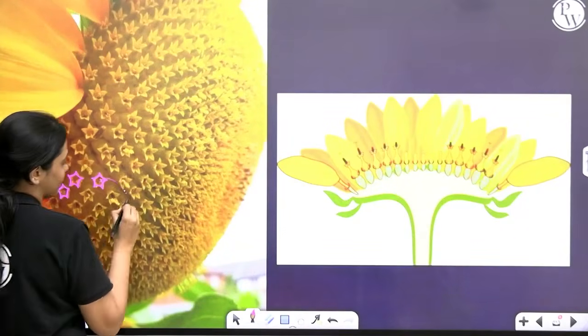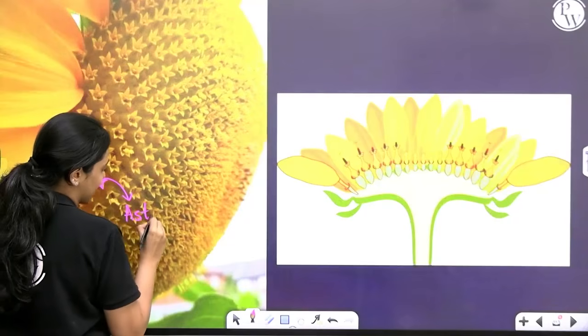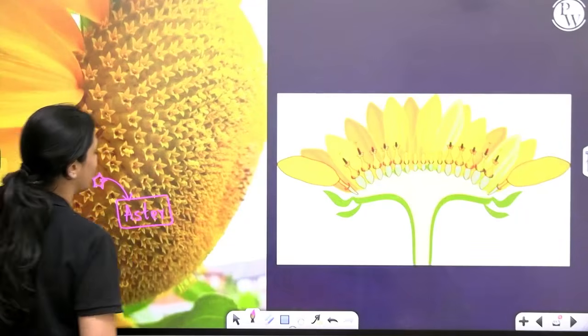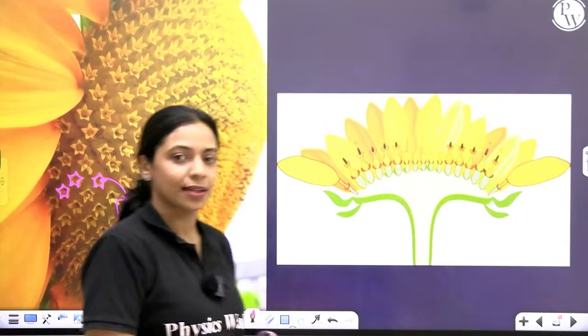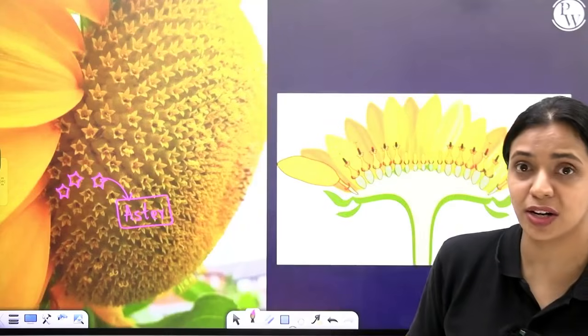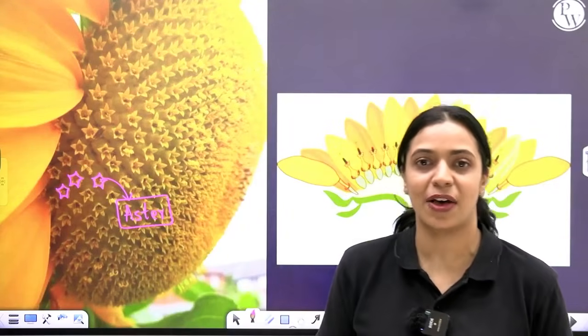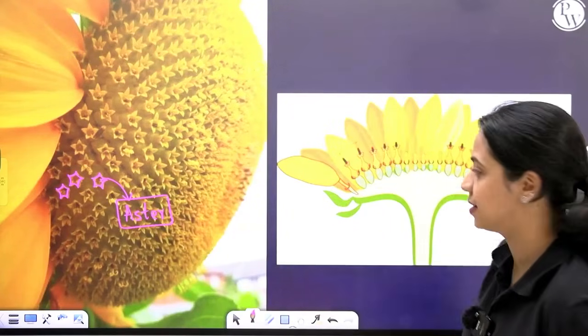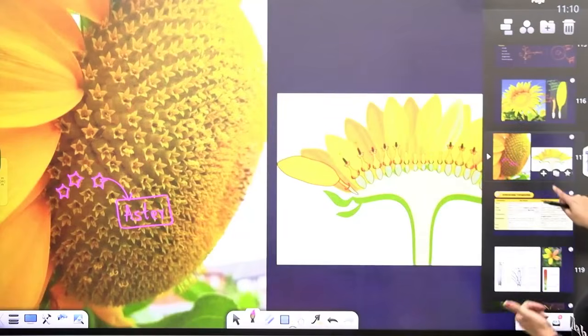Star means aster. Aster is another term used to denote the star. Since the disc florets here resemble stars, we call this family Asteraceae. Aster means star. Okay, so that's the whole reason why we call it Asteraceae.